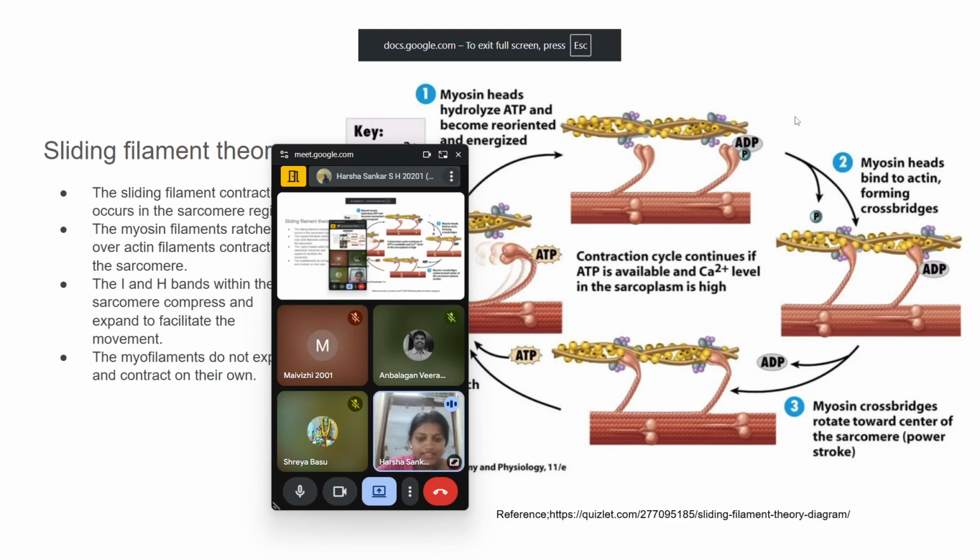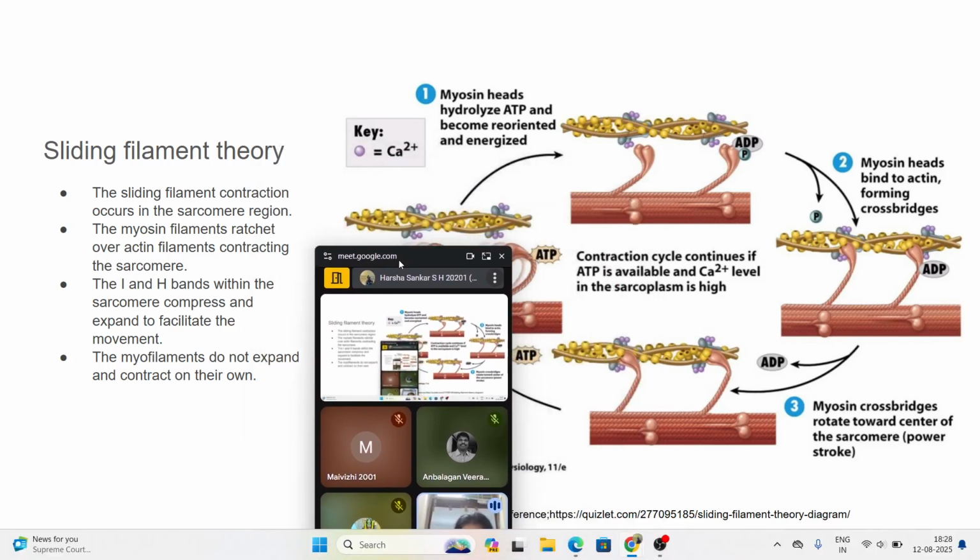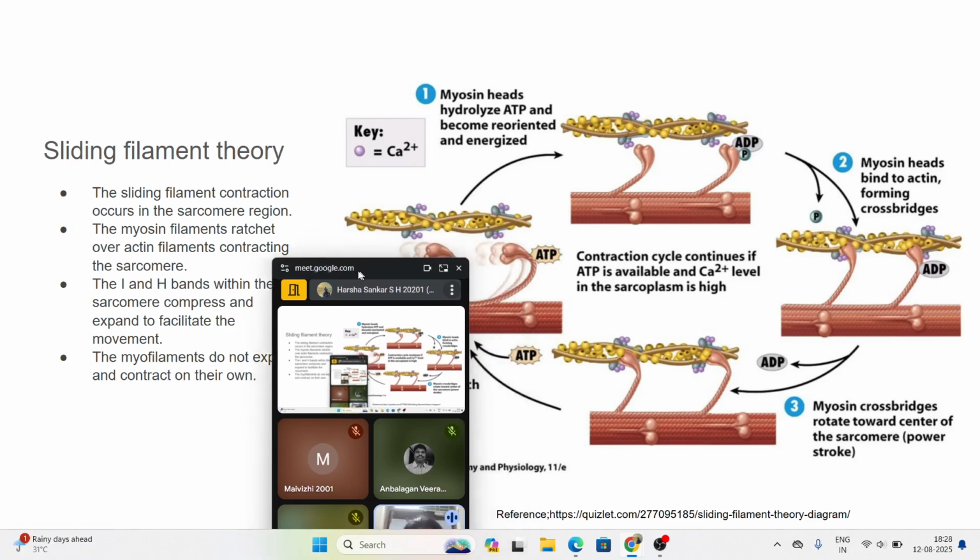Yeah, here we are discussing the steps of sliding filament theory. So where does sliding filament occur? It occurs in the sarcomere region, as we just now saw. The myosin filaments ratchet over the actin filament, contracting the sarcomere. And as we discussed, there are two bands, the I and H bands, which compress and expand to facilitate the movement. And the myofilaments do not expand and contract on their own. Okay. So what are the steps?